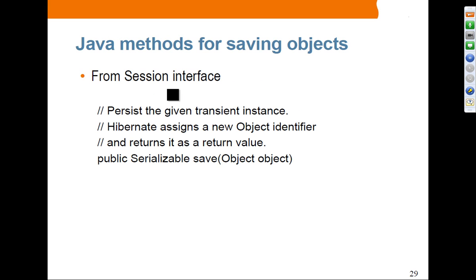The session interface has a bunch of methods, and this is the save method. When you provide your domain object instance and call the save method of the session object, it will return a Serializable object, and that Serializable object represents the object identifier. It returns the object identifier as a Serializable type.